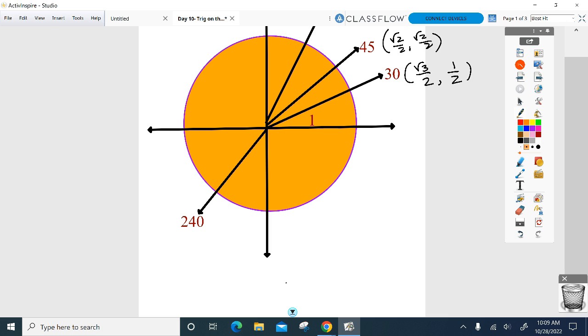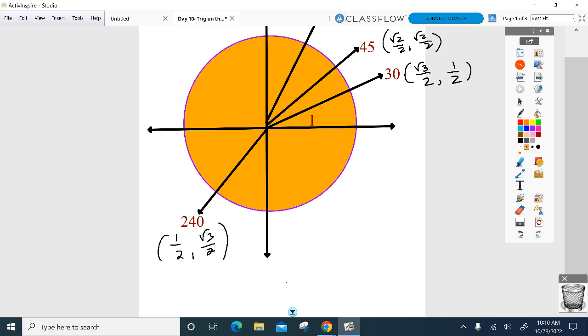Find the reference angle for 240, and it should be 30, 45, or 60. I'm not going to give you a reference angle that's not one of those three. That's not how this works. Your reference angle will always be one of those three. What is the reference angle for 240? 60 degrees. So 60: 1/2, radical 3/2.